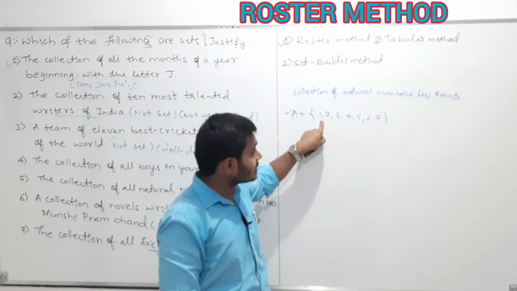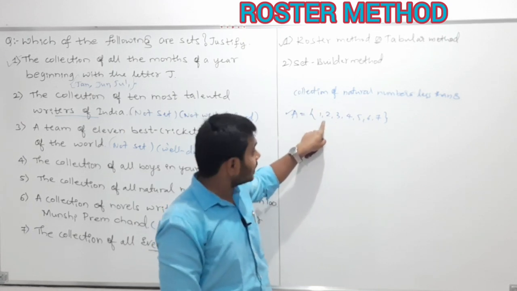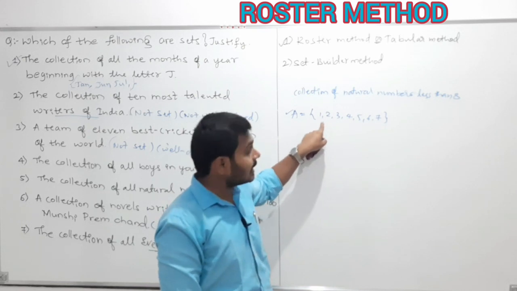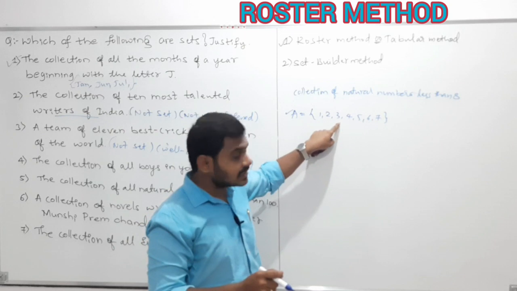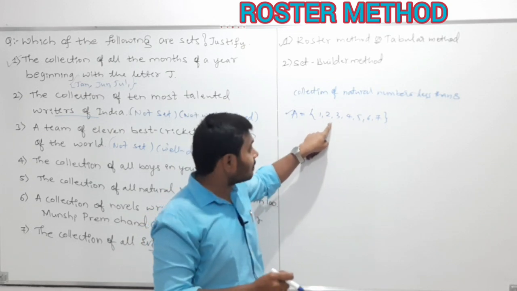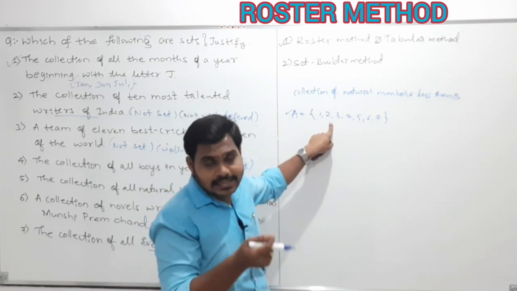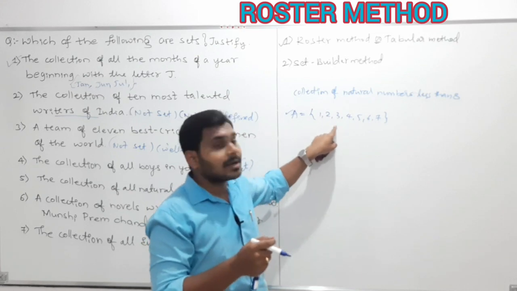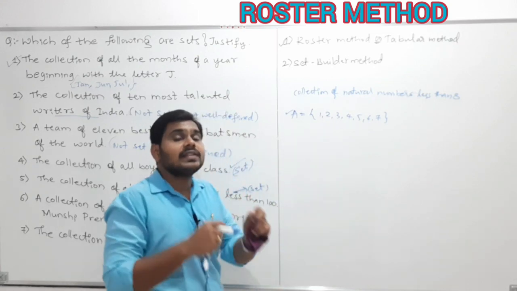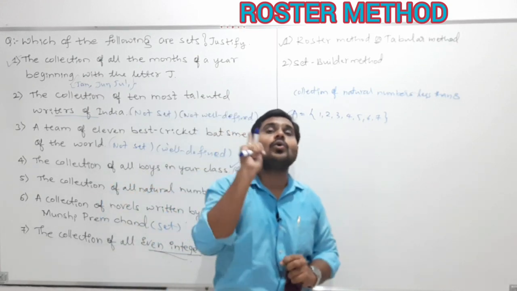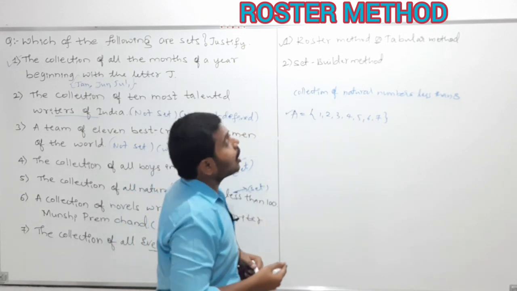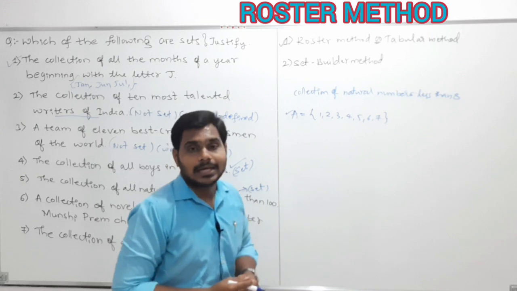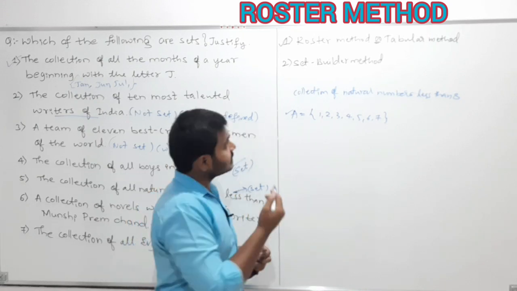By separating with commas, every element of the set will be listed. Those numbers or objects we can separate by putting commas, and if they are repeating, we will take them only once. Such a representation we can call the roster method, or the tabular method. Clear? This is the first one, my dear students.